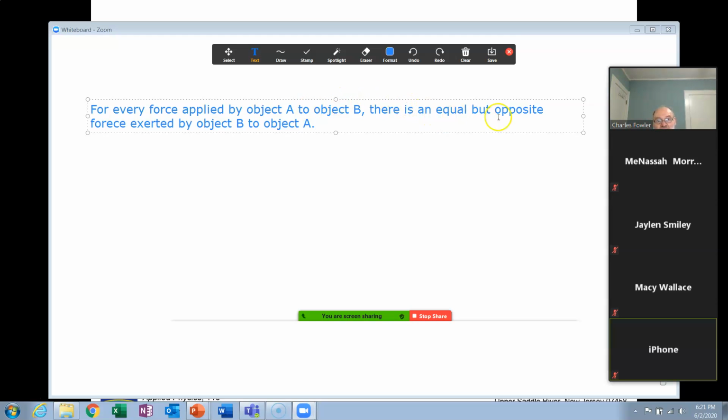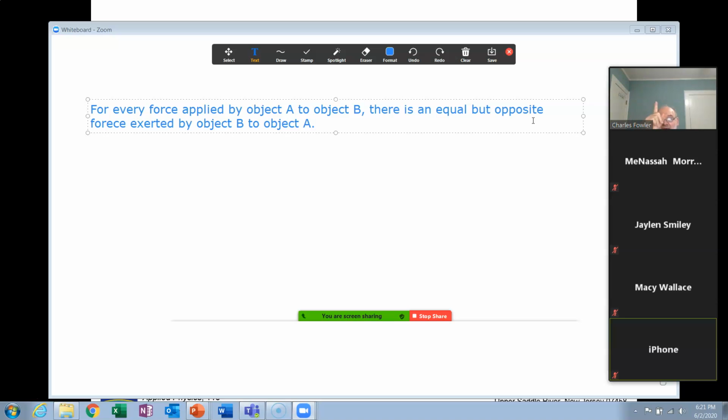Equal but opposite. Okay? Now, how does this compare to the first two forces, Newton's laws? The first law was the law of inertia. If an object is at rest or in straight-line motion in one direction, it maintains that state of motion unless it's acted on by an outside force that changes the motion. That's the law of inertia. Inertia is the characteristic of an object that resists the change of motion.